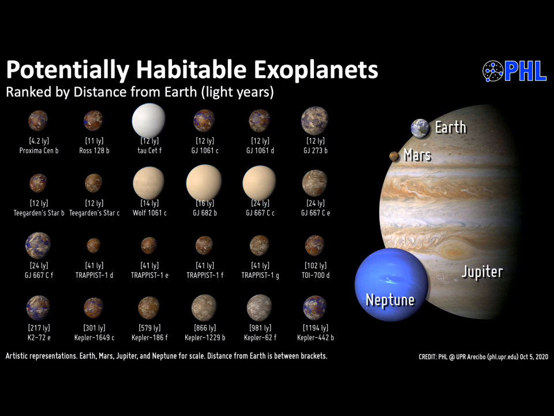And so this is a graphic made by the Planetary Habitability Lab, which is housed at the University of Puerto Rico in Arecibo. So here is the list of potentially habitable exoplanets with the planets of our solar system to scale over on the right. And any of the images shown on the left are artist representations.